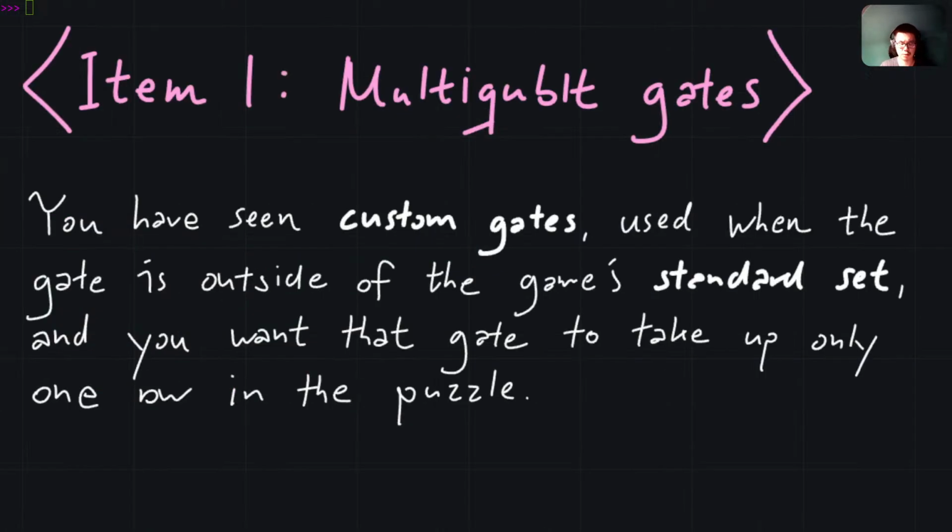So let's perform a review. Item 1. The first concern is how multi-qubit gates are represented. So you have seen custom gates, used when the gate is outside of the game's standard set, and you want the gate to take up only one row in the puzzle. This has been demonstrated in the introductory main nodes for different types of 2-input classical gates that are to be demonstrated.